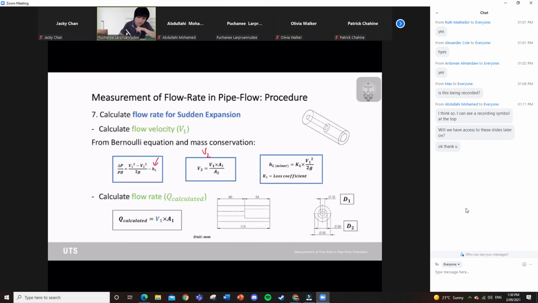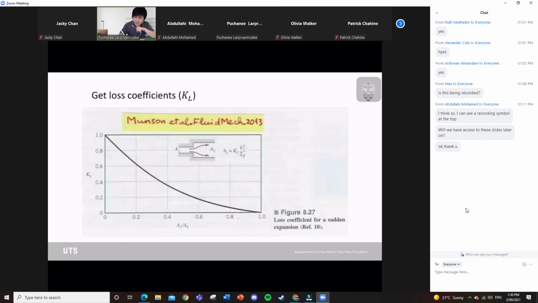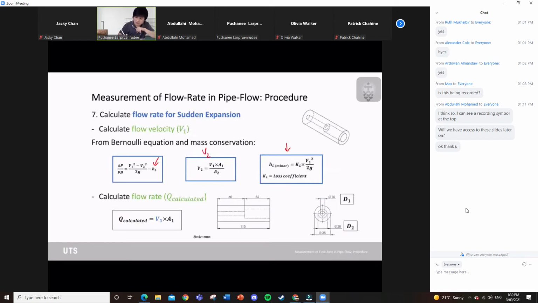And we also need to find out HL, energy loss. We can find it from minor loss equal to KL, loss coefficient, multiplied by V1 square over 2G. So we just substitute it, and then we will be able to find the flow velocity V1. And then after that, this is our target. We need to calculate flow rate. Q calculated equal to V1 that we got from here multiplied by A1.